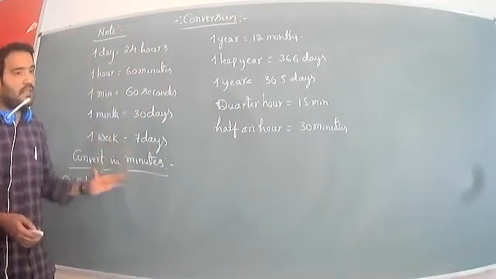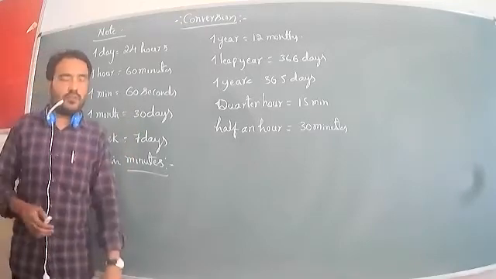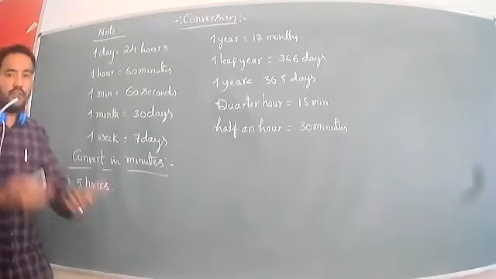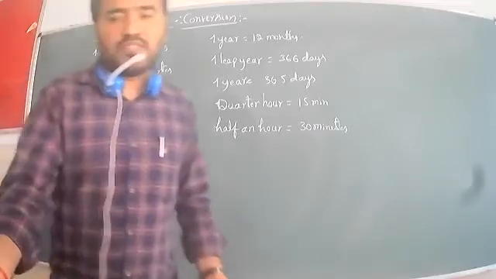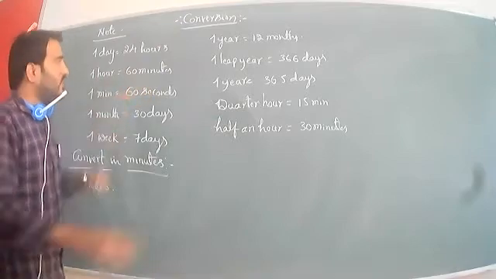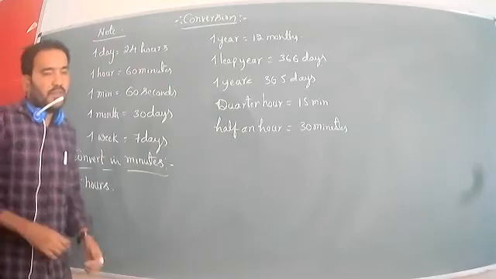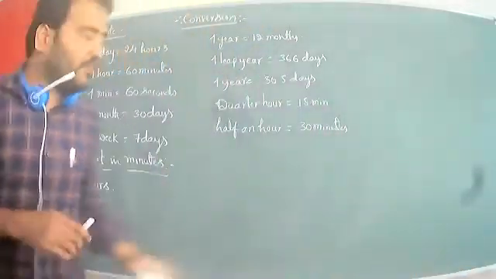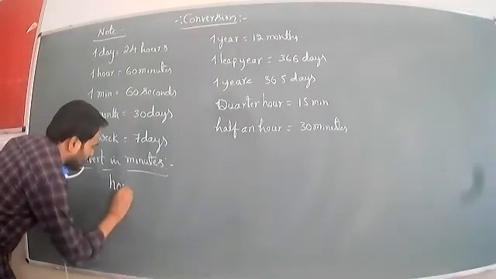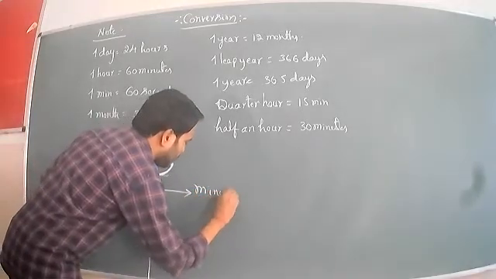Using these points, let us convert hours to minutes and minutes to hours. Let us convert to minutes. Which is the bigger unit and which is the smaller unit? 1 hour equals 60 minutes, so hour is the bigger unit and minutes is the smaller unit. So let us convert hours to minutes.